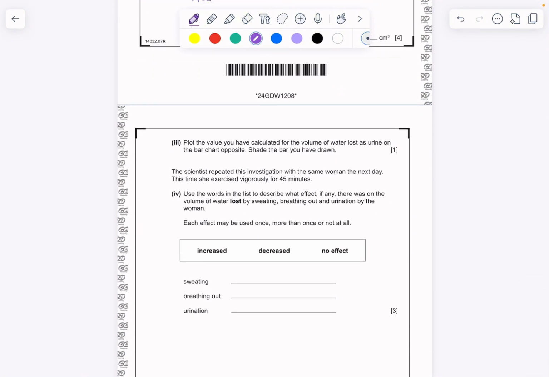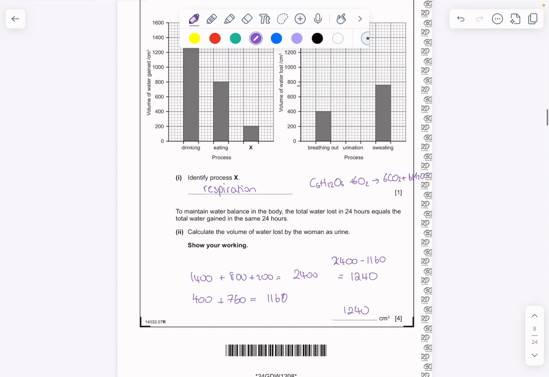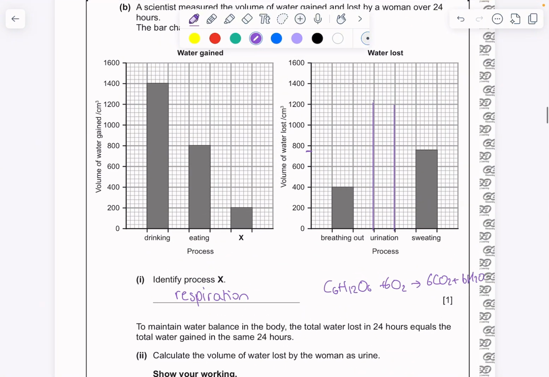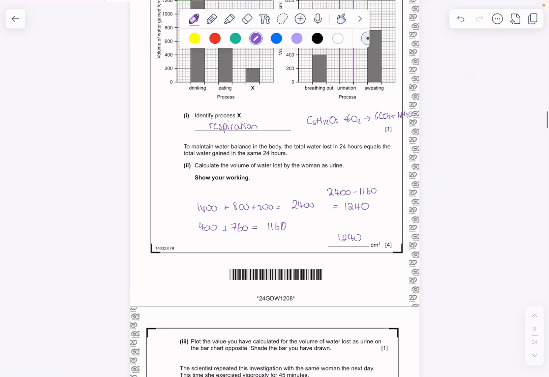Plot the values you've calculated for the volume of urine lost in the bar chart above. So now we'll just plot in here. 1240. Going up, again, make sure you're using a ruler. We go in here, and that would be your bar chart completed.